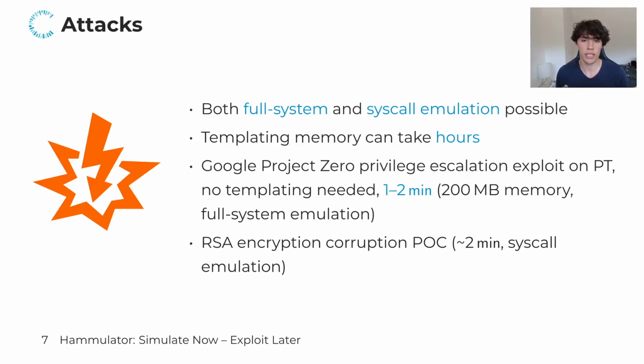We have 2 exploits, one full system and one syscall emulation one. The first one is this Google Project Zero privilege escalation exploit, where the idea is, okay, we spray the memory full with page tables, then we just flip bits randomly in the memory, and the probability that we flip a bit in our own page table is really high, and then with high probability we have access to our own page table, and with some more tricks, we are then basically root on the system. You can imagine that if you have access to your own page table.